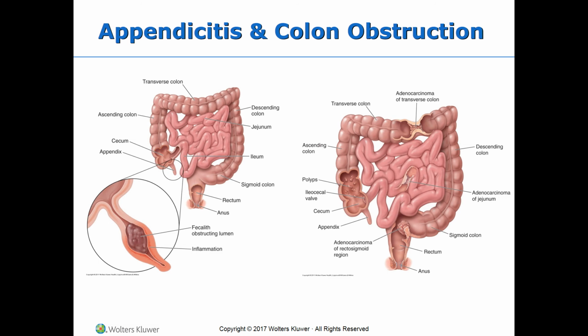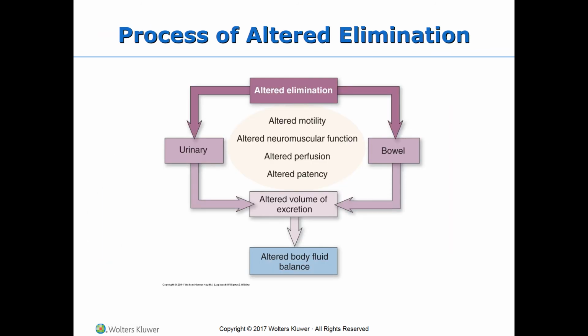So appendicitis, basically it's obstruction of the appendix, usually by a fecalith, which is basically stool obstructing the lumen. When you have that, you have inflammation in the appendix that can lead to pain in the right lower quadrant, and you have fever. You will have also leukocytosis, and this can lead to perforation of the appendix and then peritonitis. So this is a medical emergency. In colon obstruction, you can have a tumor like adenocarcinoma of the colon, in which you can have proximal distension of the regions of the intestines.